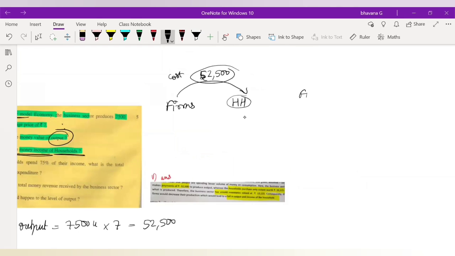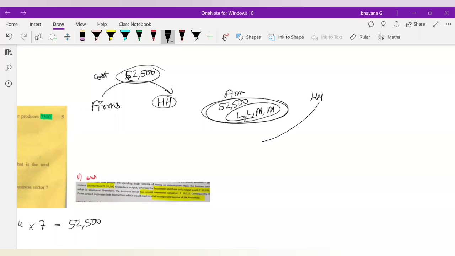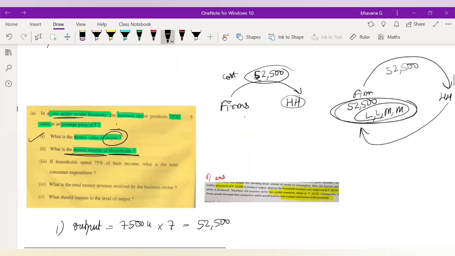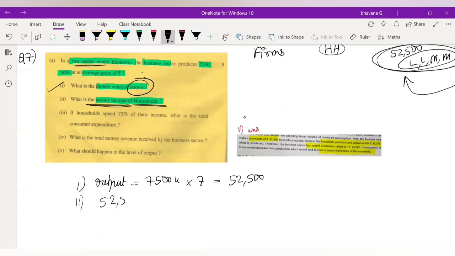So what will happen is, there is a firm. Okay, so the firm has spent 52,500 rupees in land, labor, machinery, men. So in all of these things, the firm would have spent 52,500 rupees. Okay, so from whom would it have got all of these services? From households only. So this firm is going to do nothing but pay this 52,500 rupees to households for giving these services. So what is the money income of households? Again, the money income of households is 52,500.